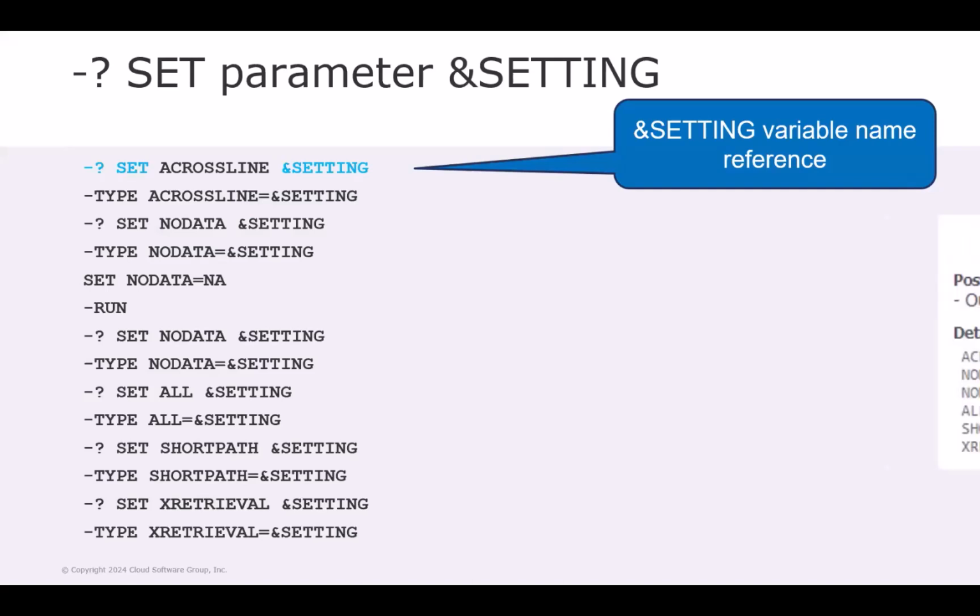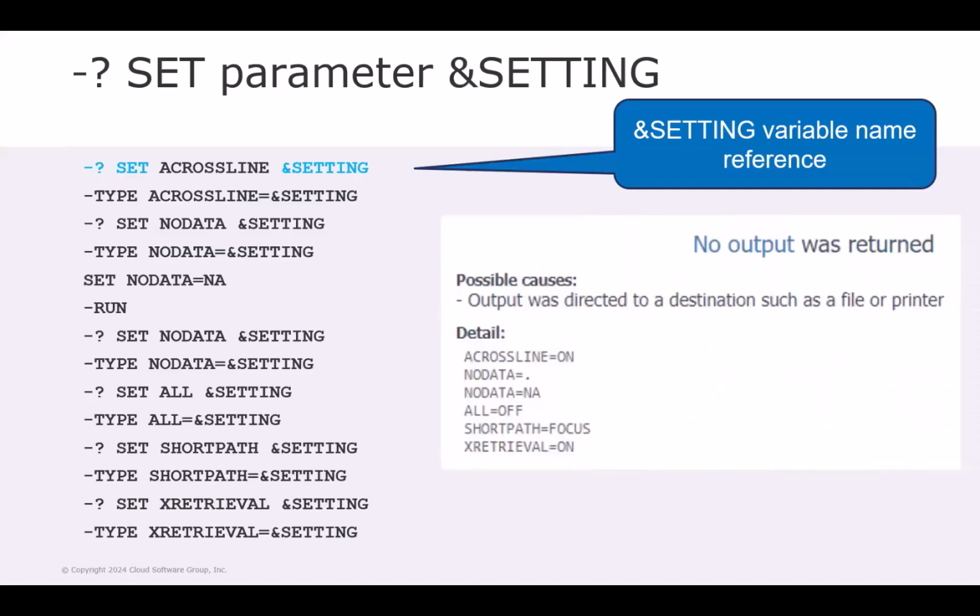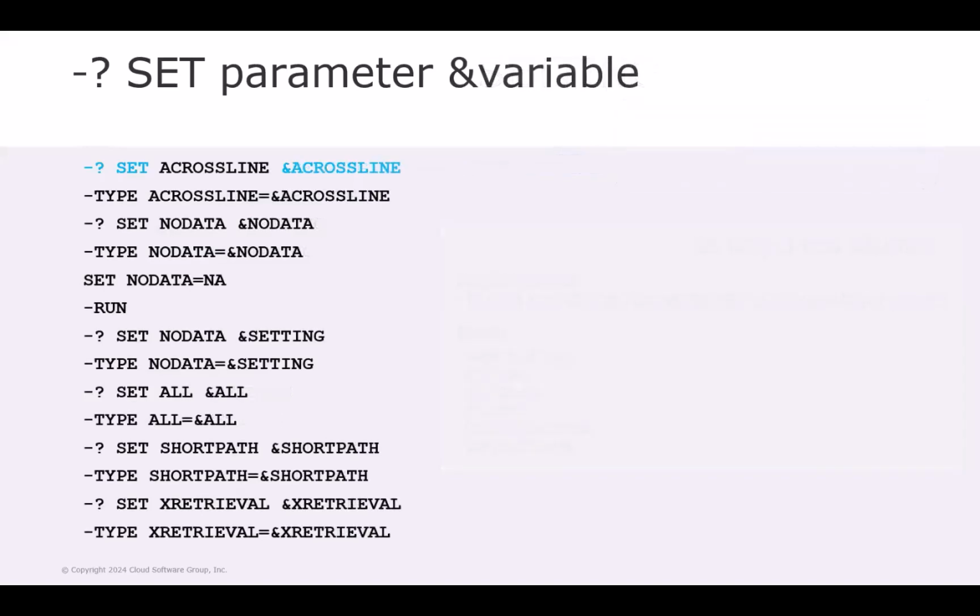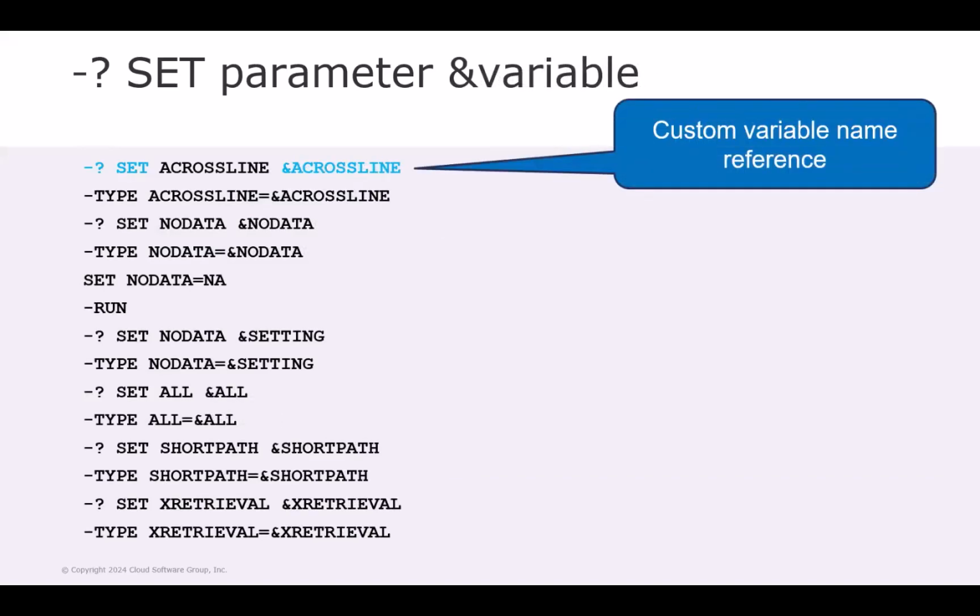Here I did the amper setting variable, and you can see what the output is. Across line is on, no data was a period, then it was NA because I set it. All is off, short path focus, X retrieval on. Here, I did it with a custom variable name that just happens to be the same name as the parameter name.